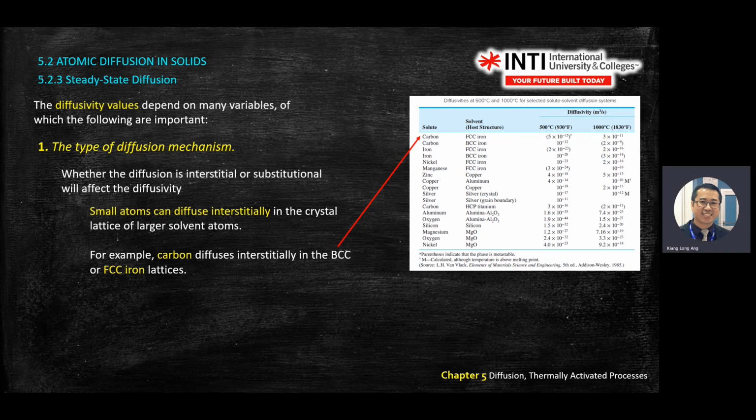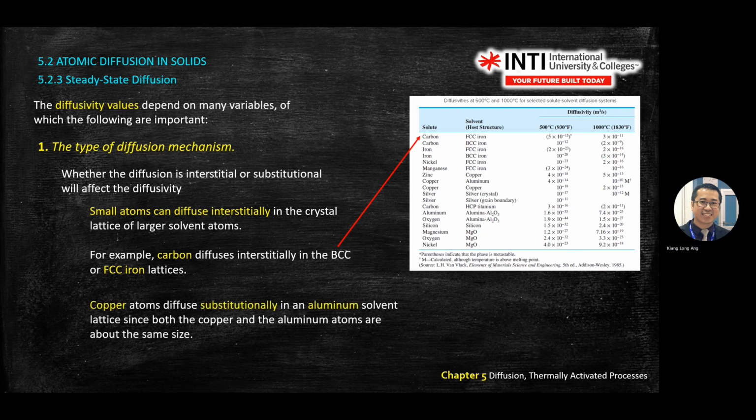The type of diffusion is the first factor. For example, an interstitial one is carbon in BCC, and a substitutional one is copper into aluminium.